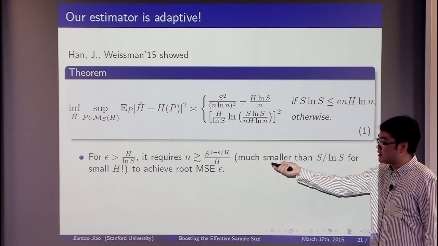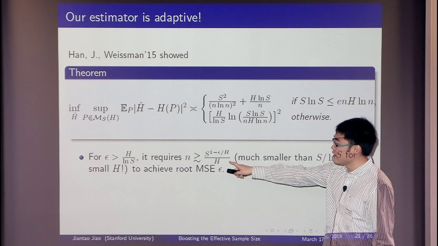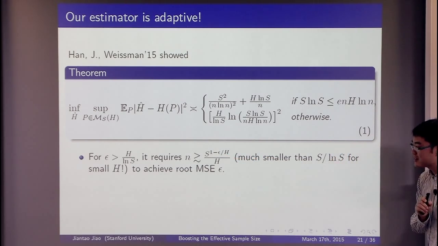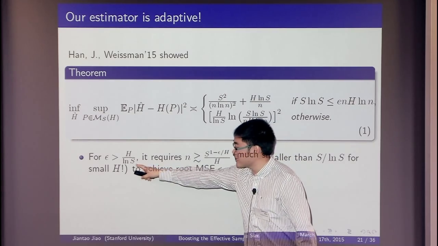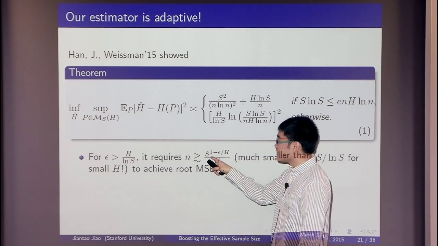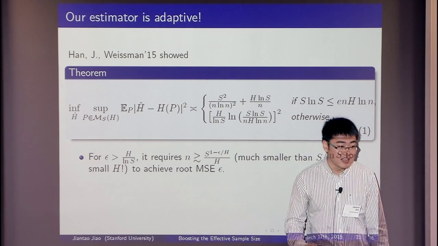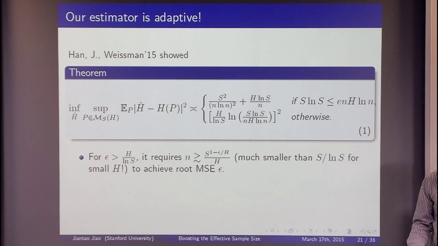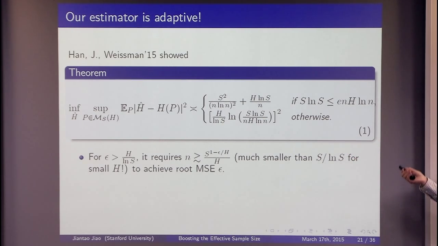It implies that if epsilon is at least h over log S, which might be very small, remember that we are considering a case where h is very, very small compared to log S, then it requires n on the order of S to the power 1 minus epsilon over h samples to achieve root mean square error epsilon. Suppose, because h over log S is very small, I take h to be a constant forever, and epsilon also a constant. What is 1 minus epsilon over h? It's 1 minus delta. So the number of samples I need is no longer a logarithmic improvement over S. It's S to the 1 minus delta, which is very, very small. So basically it means that if I give you prior knowledge that the entropy is upper bounded by a small h, it really helps a lot.